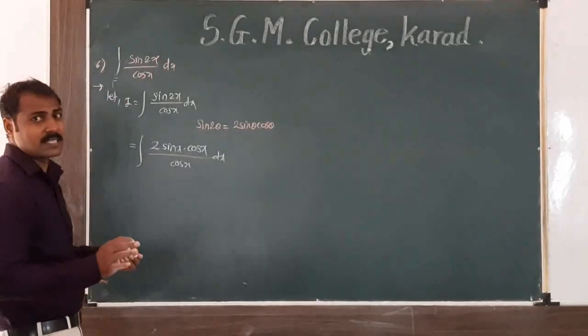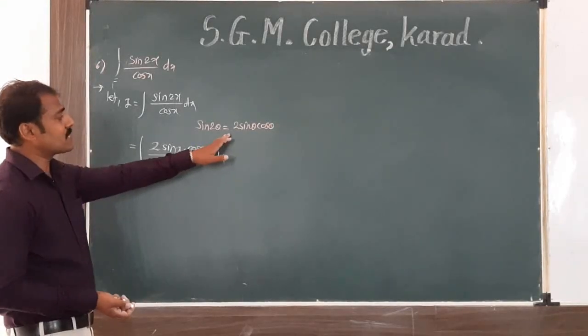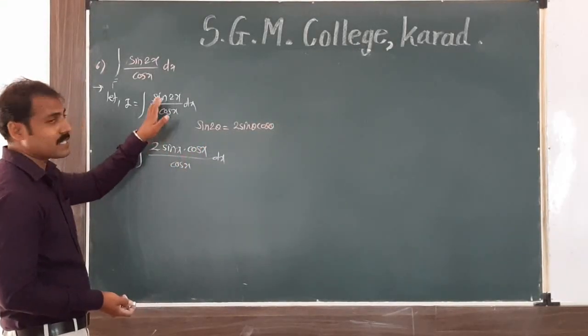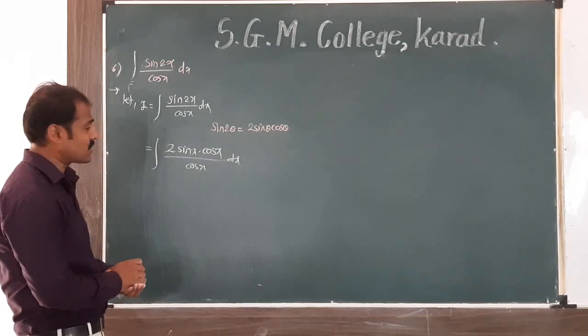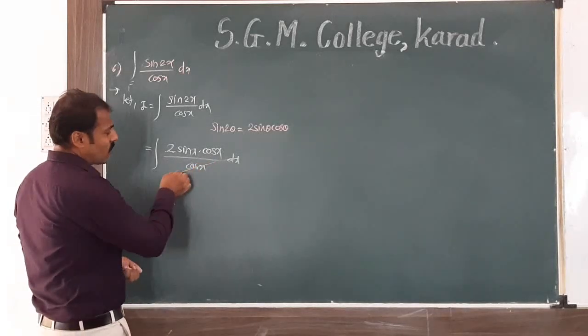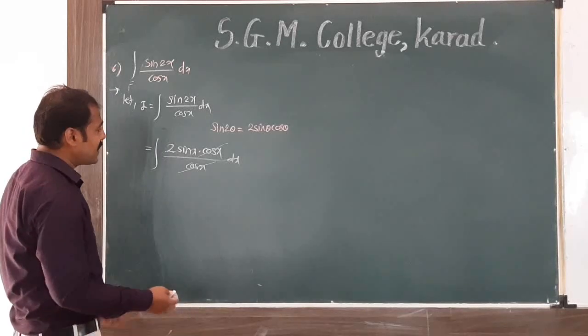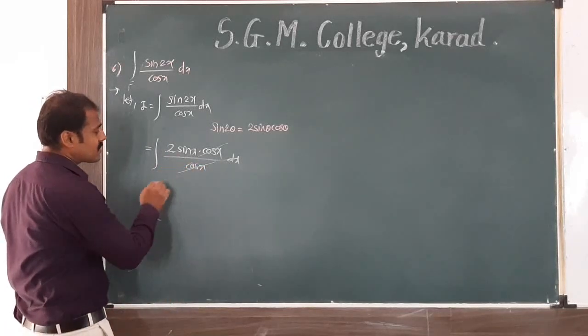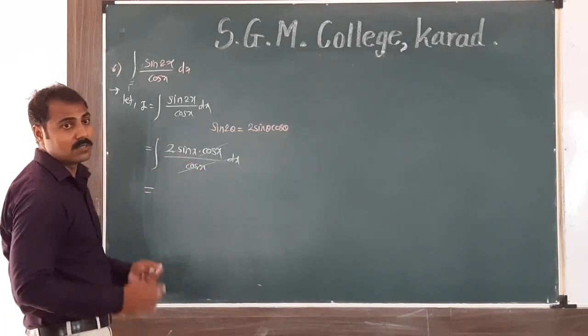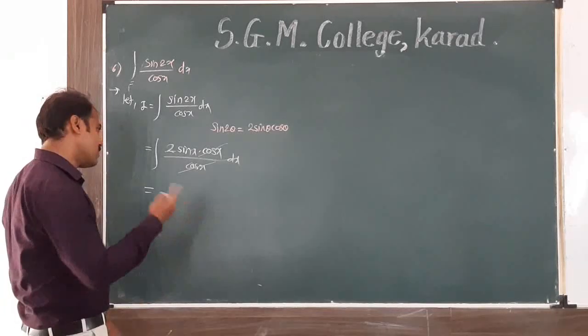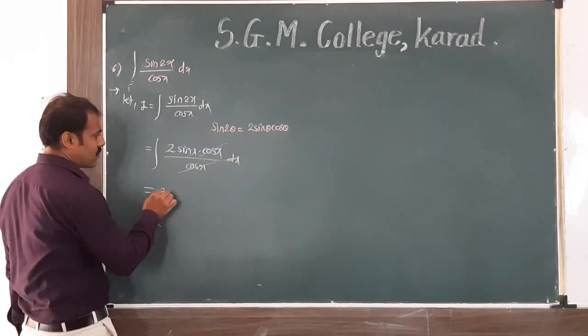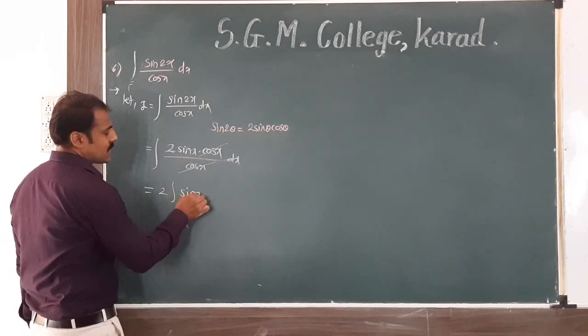It's very simple. Writing sin 2 theta is equal to 2 sin theta cos theta means sin 2x is equal to 2 sin x cos x. What happened here? One cos x gets cancelled. What's remaining? It's integration of 2 sin x. Here 2 is what? Constant. So take it outside the integration: 2 into integration of sin x dx.